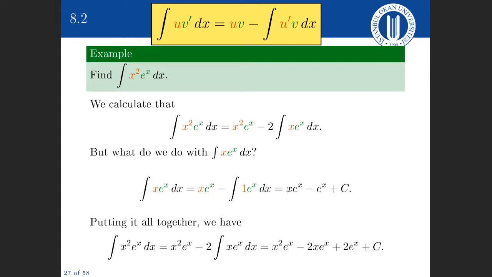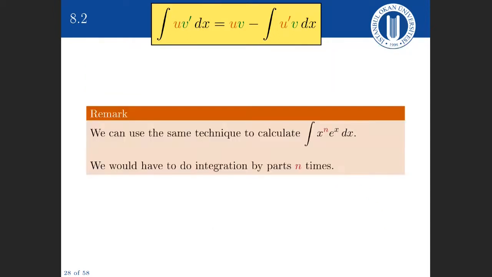I should say these are different constants here. So perhaps this one I should call C1 and this one I can call C, because there's a factor of minus 2 in there. We could use the same technique to calculate the integral of x to the power n e to the power x dx. And this time we would have to use integration by parts n times. Each time we use integration by parts, the power of x will decrease by 1 until eventually it will turn into just 1, and we can calculate the integral directly.